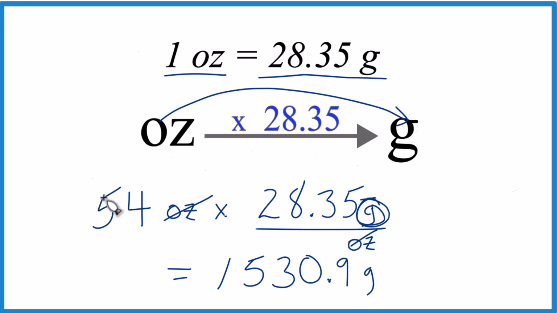This is Dr. B converting 54 ounces to grams. If you went from grams to ounces, you could just divide by 28.35.